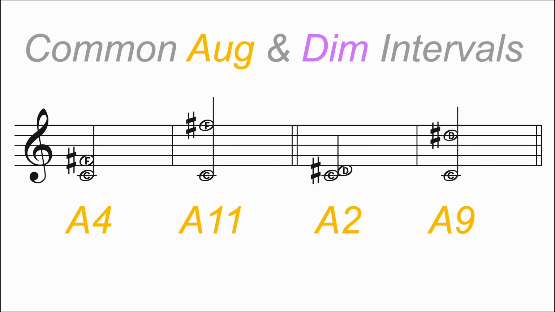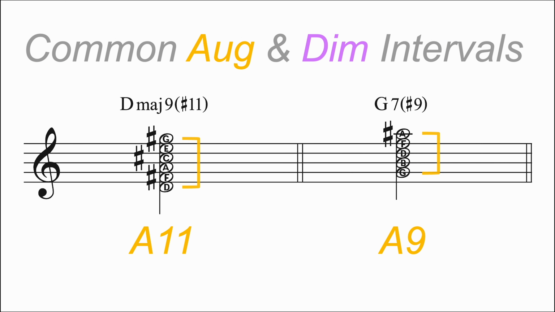So going back to these common things, you might run across this sharp 11 interval in something like this D major 9 sharp 11. So it's got the major 9 in there, and it's got that sharp 11, that augmented 11th interval. Or you might run across this G7 sharp 9, so it's a G dominant 7th underneath, and now it has the A sharp on top, so it's got this really nice crunch to it.